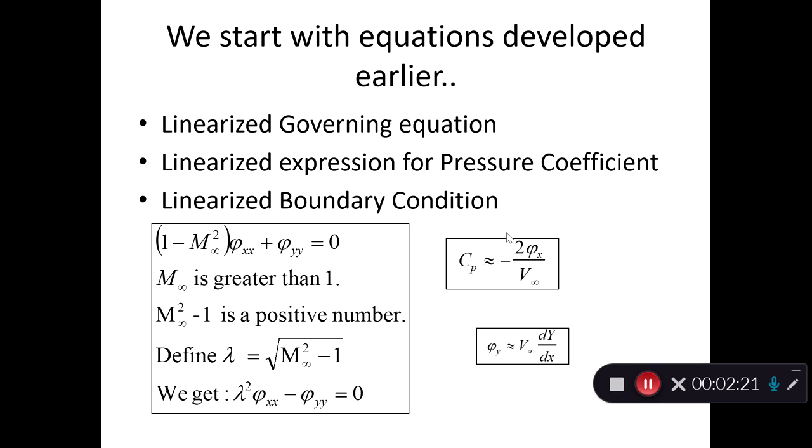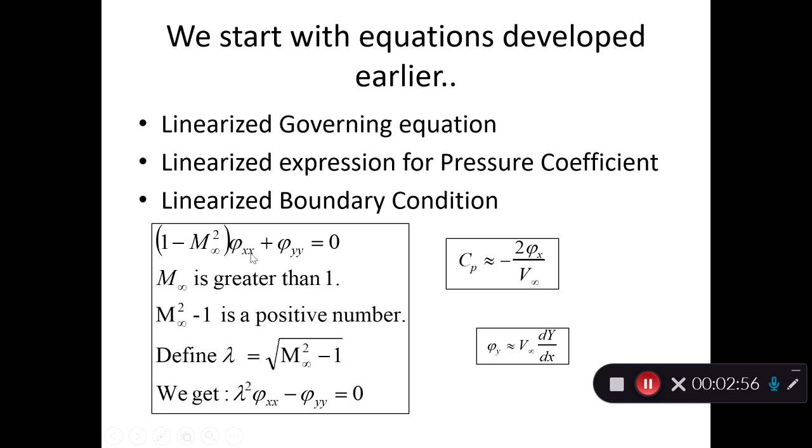We have already developed the governing equations. We have the linearized potential flow equation shown here, except now the Mach number is greater than 1. Therefore, rather than the square root of 1 minus M infinity squared being defined as beta, like we did in subsonic flow, you will have to flip the sign and say square root of M infinity squared minus 1. This is a positive number. We will call that lambda. So when you flip the sign here, this will also become a minus. So the governing equation becomes like this.